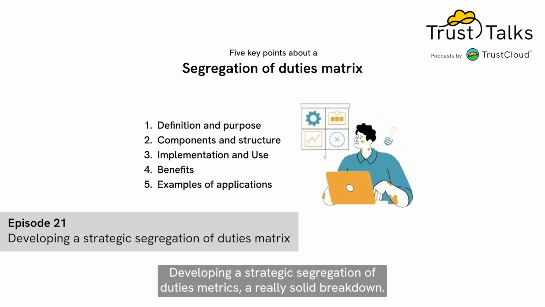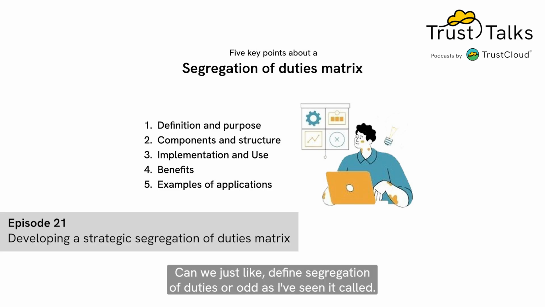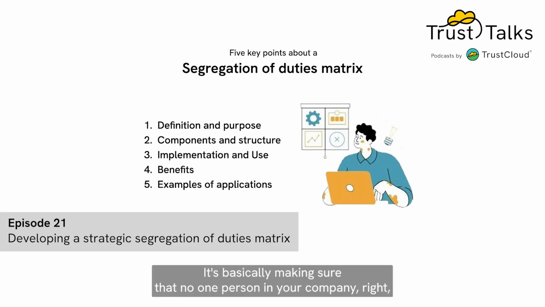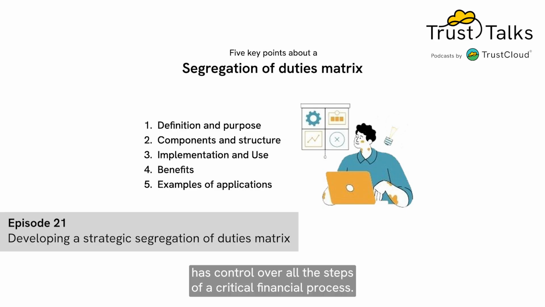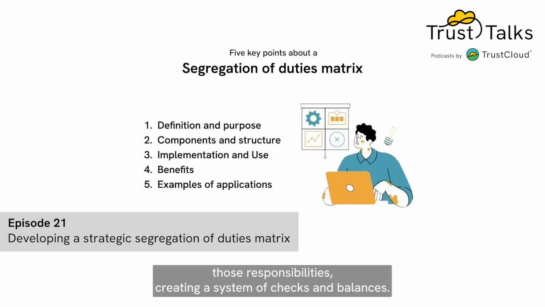A really solid breakdown. Okay, so before we get into the nitty-gritty, can we just define segregation of duties, or SOD as I've seen it called? So imagine it like this. It's basically making sure that no one person in your company has control over all the steps of a critical financial process. Like you don't want all your eggs in one basket. Exactly. That's a great way to put it. Solid SOD is about dividing those responsibilities, creating a system of checks and balances.